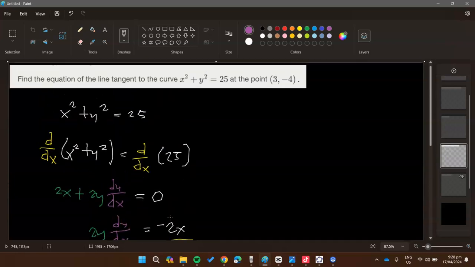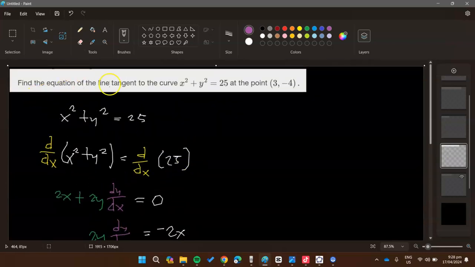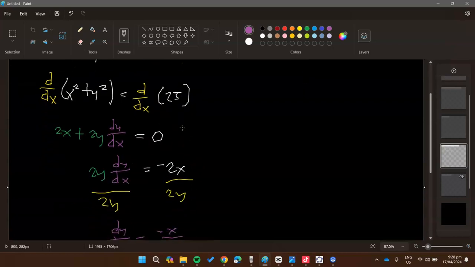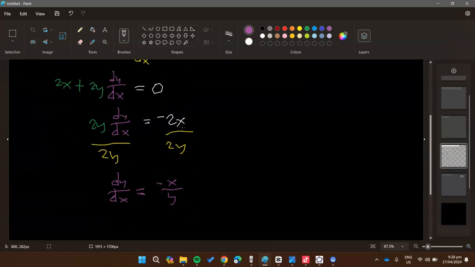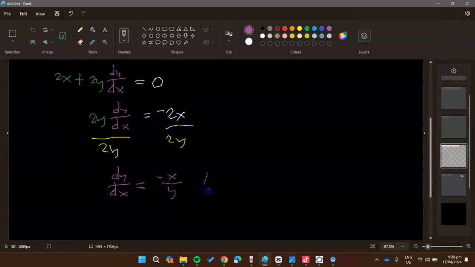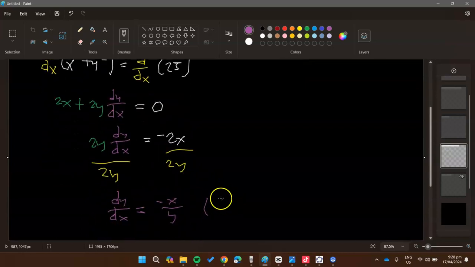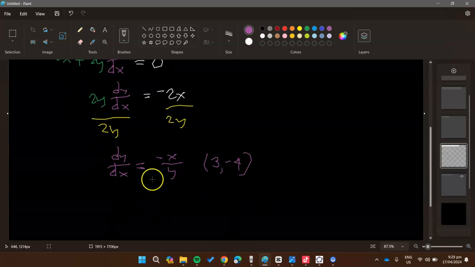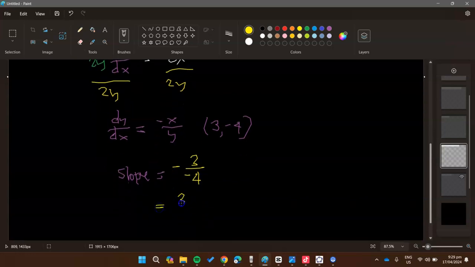So we are asked again to find the equation of the line tangent to the curve. To get the exact value of our slope, we will make use of the point, that's (3, -4). So all you have to do is plug these values. So our slope will be what? Our slope is just negative 3 over the negative of 4, which is just 3/4. So this will be our slope.